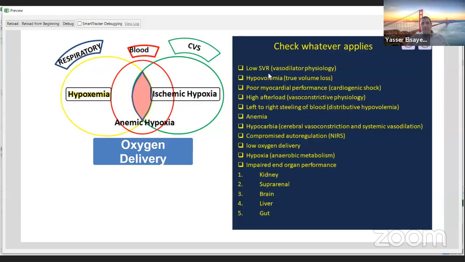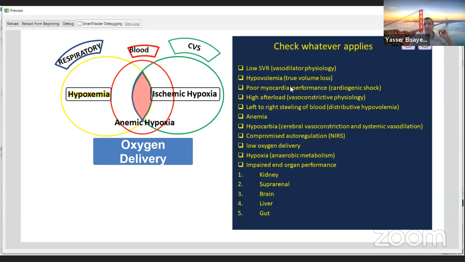Including low systemic vascular resistance, which I consider the first in the list because it is the most common cause of cardiovascular instability, vasodilator shock or vasodilator physiology. When you have an infant with septic shock, for example, it is not a cardiac issue, it is a vascular issue. So you have low vascular resistance and vasodilator shock. In this condition, it should be treated by vasopressor and dealt with an approach which is consistent with the physiology, and we'll discuss that later in more detail.